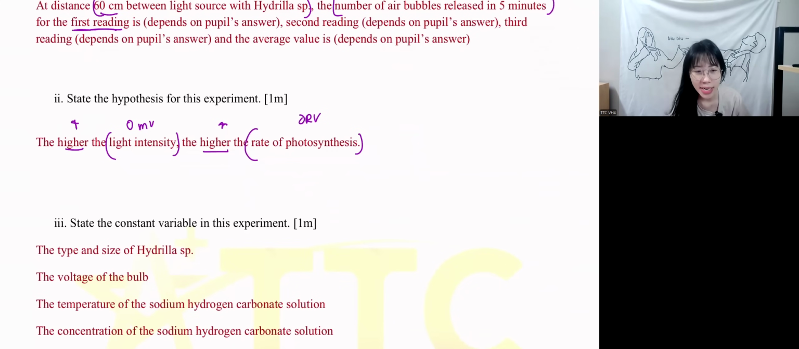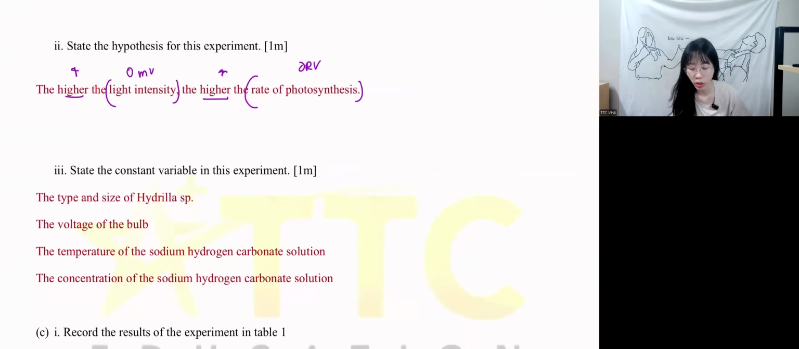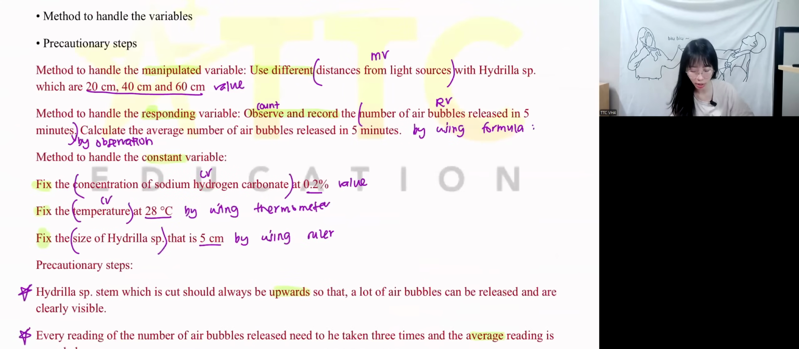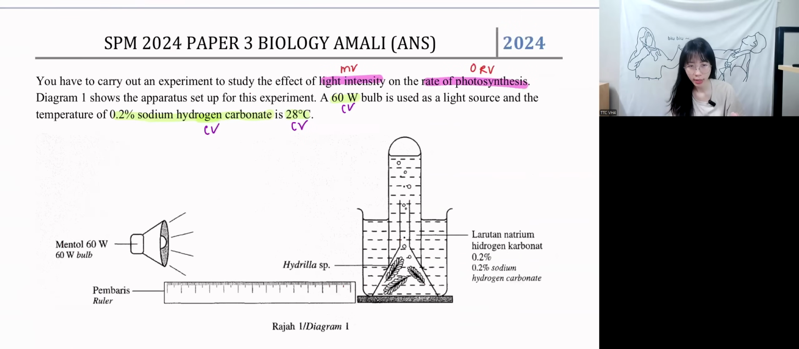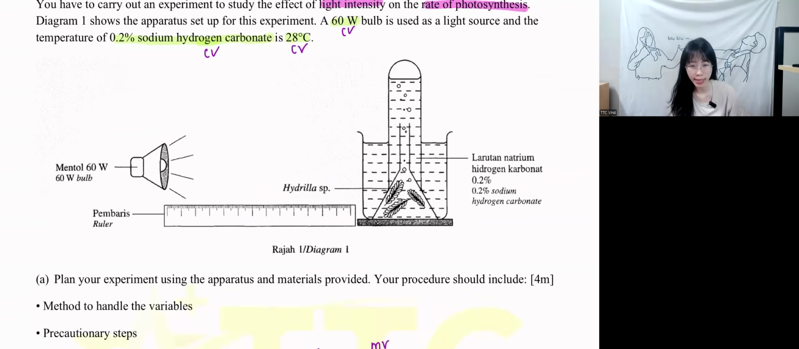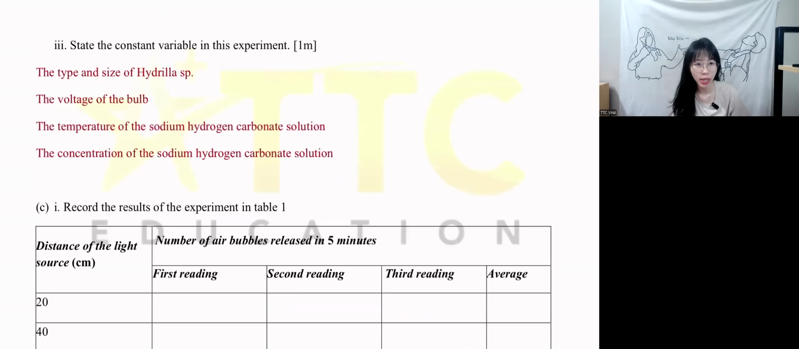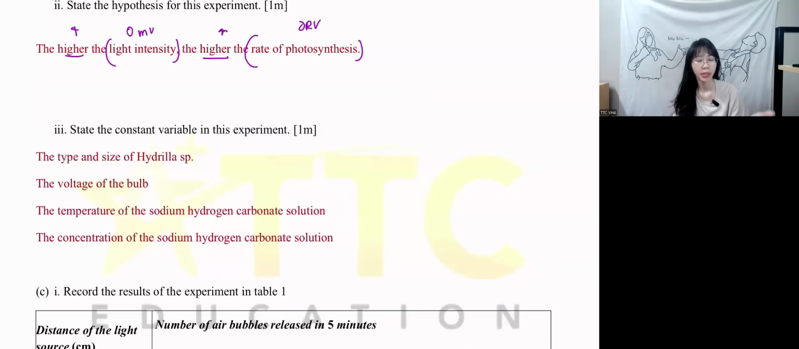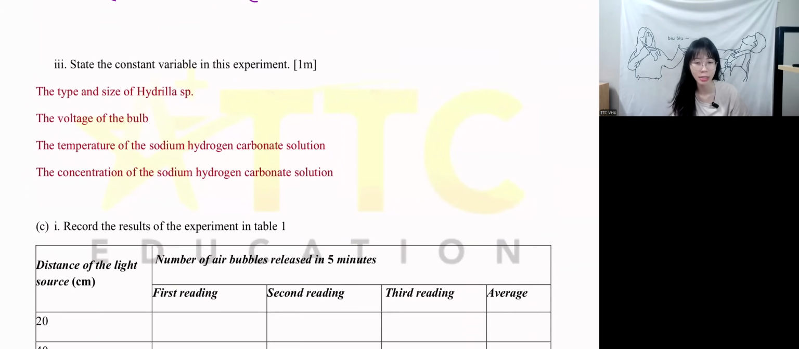State the constant variable in this experiment. Just choose either one to write. This one we highlighted a lot of constants, right? All of these are constant. The concentration, light intensity, the temperature. You can write any of these, whichever one. The temperature, the concentration, the voltage, and the type and size of hydrilla species.